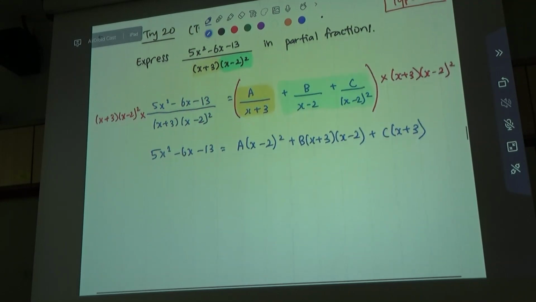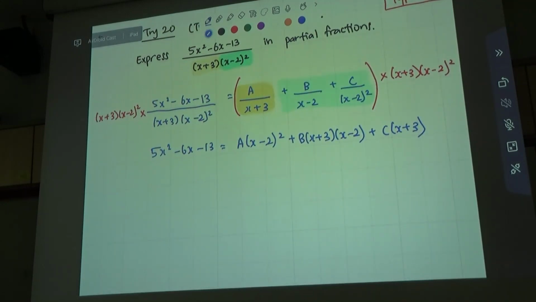2. If you substitute x to be 2, then your A is 0 already, because A times 0. So we should choose x to be negative 3. Right? I'm trying to find A.